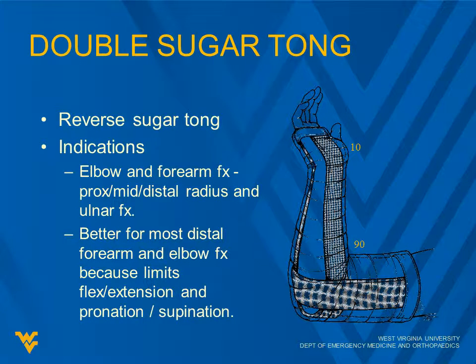So a double sugar tong, or a reverse sugar tong. There's a couple ways to do this. You can do it as pictured here, where we actually use two separate pieces of splinting material, or you can do it as we'll show you in the video. Indications are an elbow and forearm fracture, proximal, mid, or distal radius and ulnar fracture as well. Better for most distal forearm and elbow fractures because it really limits flexion extension and pronation and supination.